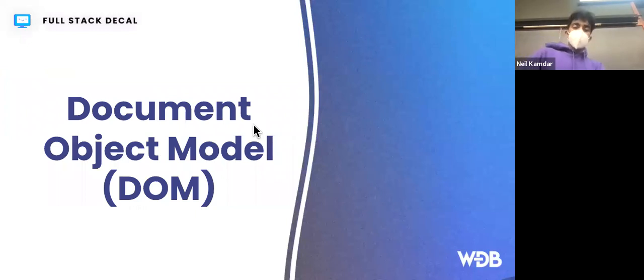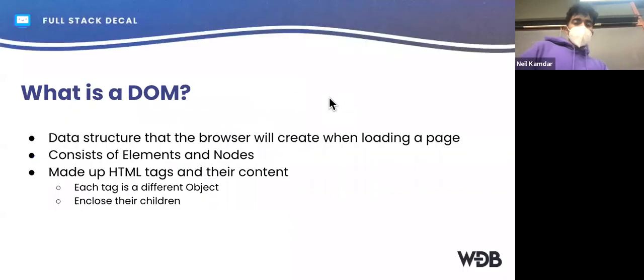And that brings us into the document object model, also known as the DOM. And the DOM is a data structure. Some of you might not have taken 61B or 61A, but it's a data structure that the browser creates when loading a page. Essentially the DOM is made out of these things called elements and nodes, which are different objects that allow us to modify the CSS and the structure of HTML that is inside of the DOM.